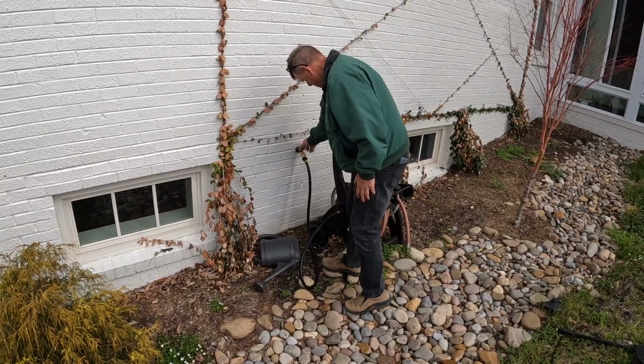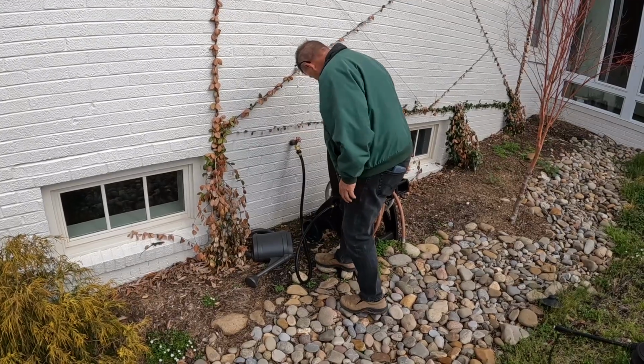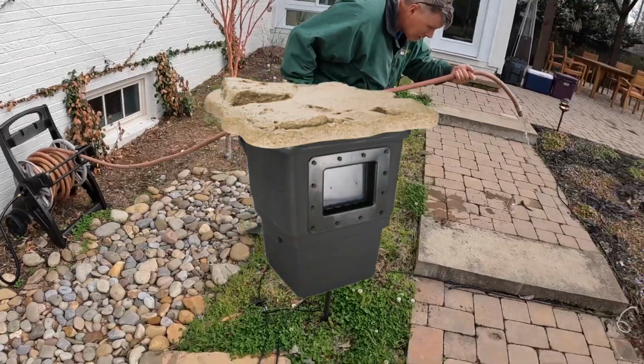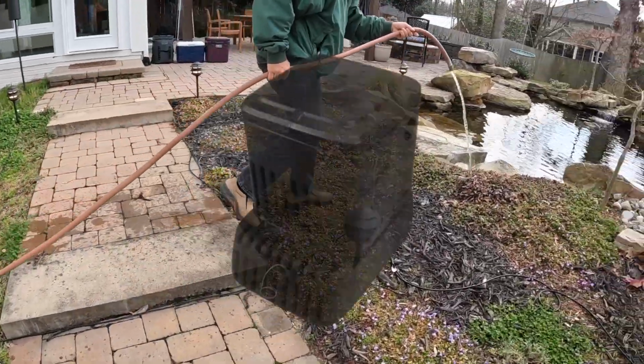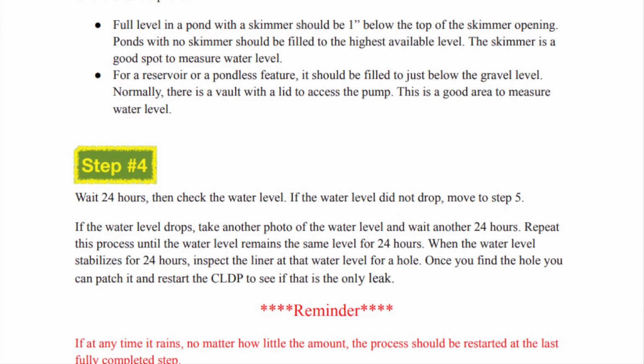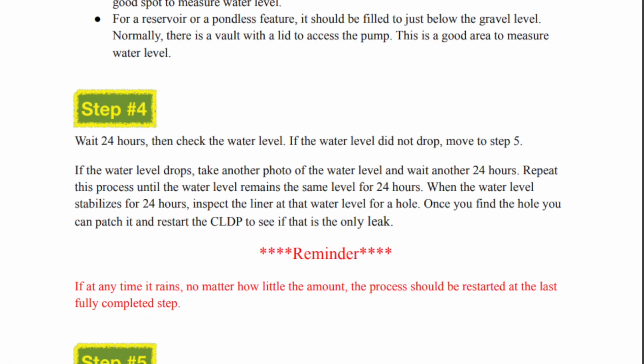You should choose a spot to mark the water level and take a photo. A good spot to mark the water level in a pond would be the skimmer faceplate, and a good spot to mark the level in a pondless feature would be the inside of the vault. Step 4 is to wait 24 hours and check the water level. If it does not drop, you can move to step 5.